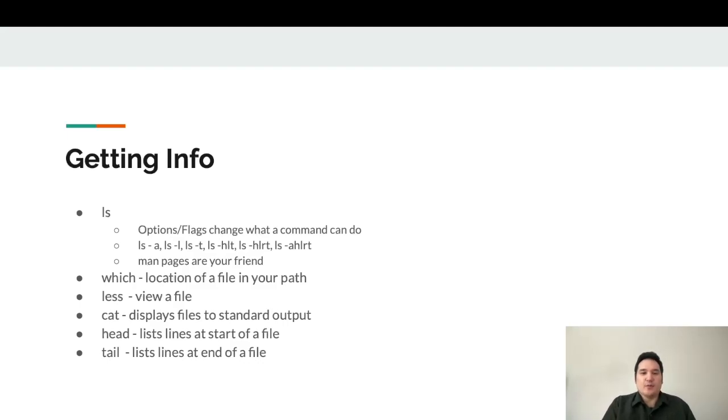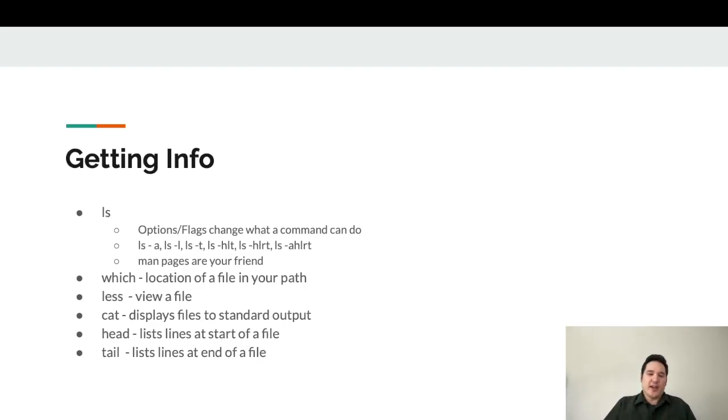The less command will let you view a file. You can run this on anything in Linux, but you mainly want to run it on text files. If there's any binary data in there, you'll just see gibberish. But if you do less myfile, it will show the contents of that file and let you scroll through it. The cat command will display the contents of a file to what's called standard output, that's your command line. So if you do cat myfile, it will just print everything in your terminal.